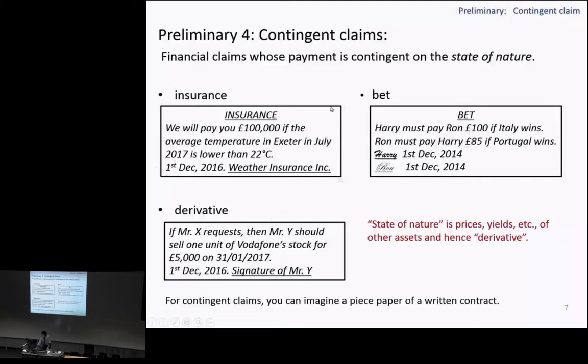Insurance is a piece of documentation which looks like this. This is an example of weather insurance. So it's a piece of paper, and the paper says, we will pay you £100,000 if the average temperature in Exeter in July 2017 is lower than 22 degrees Celsius. 1st of December 2016, and there is signature of the weather insurance company.